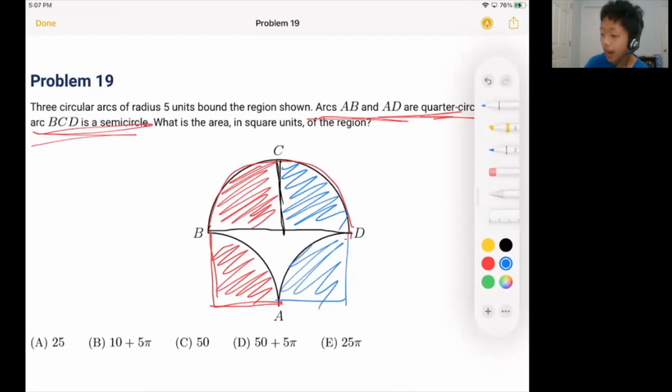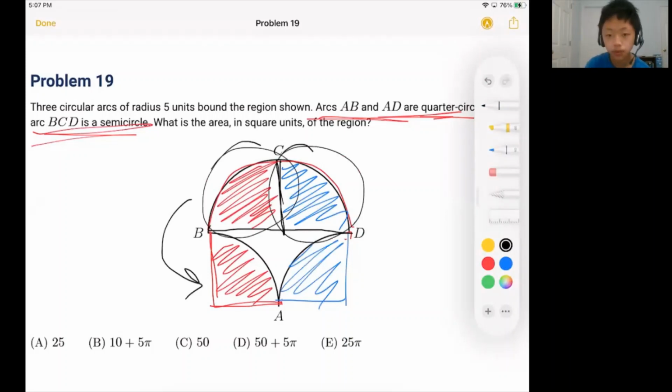But notice, I can imagine translating this red quarter circle and putting it into here, and translating this blue quarter circle and putting it into here. So I can imagine taking the semicircle, chopping it in half and translating those pieces. Then we get a new region, which is this green rectangle. This green rectangle has the same area as the original shape, because we simply translated the red and blue quarter circles around, but we didn't change the area of the region.